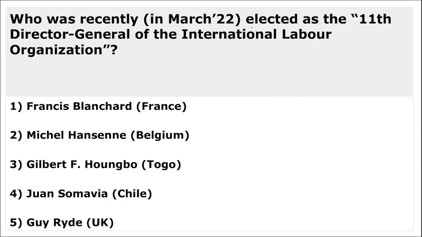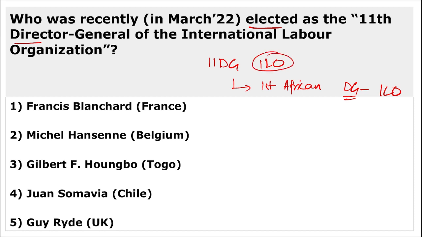Next question. Who was recently elected as the 11th Director General, 11th DG of ILO? Apart from this, remember, he became the first African to be appointed as the Director General of ILO. Who is he? Tell me. Also remember, if we are talking about ILO, where is the headquarter of International Labour Organization? It is in Geneva, Switzerland, and it was started in 1919.